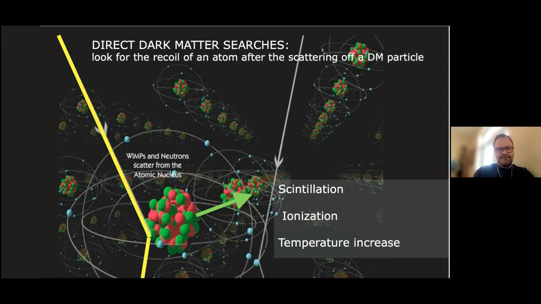Another thing, if the momentum transfer is large enough, is the nucleus will recoil by some amount, and this can give you ionization in your medium. So you get free electrons that you can detect, for example, as a current. And then a lot of the energy will go into temperature, again depending on your medium of detection. So, for example, if you have a crystal, you can register them as phonons. So these are the ways we can see these signals.